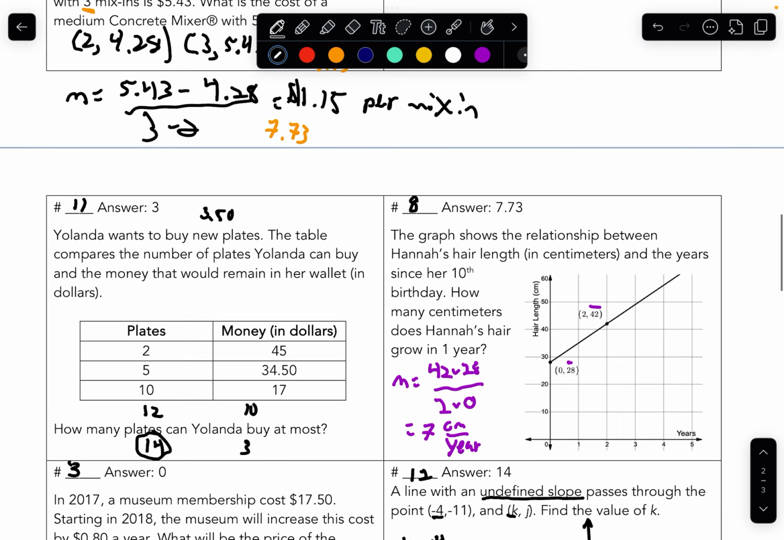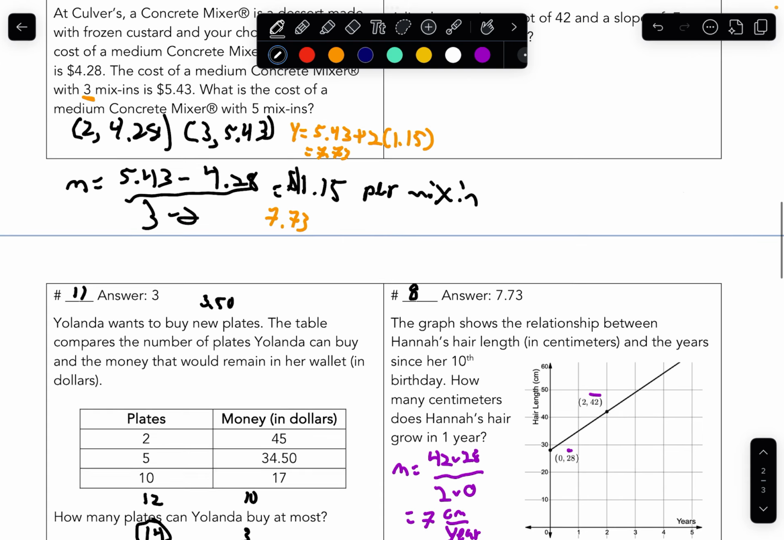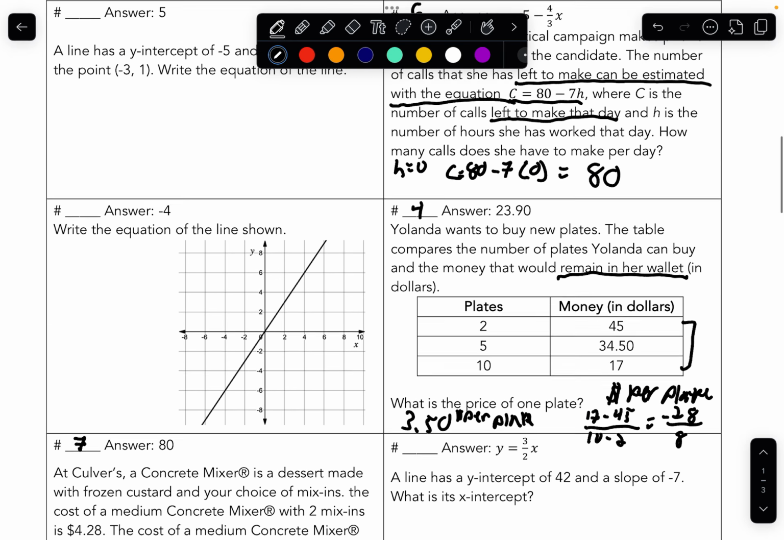What was it? I just lost it. Was it -4? I hope it was. -4 sounds right. Yep, -4. So it's this one.